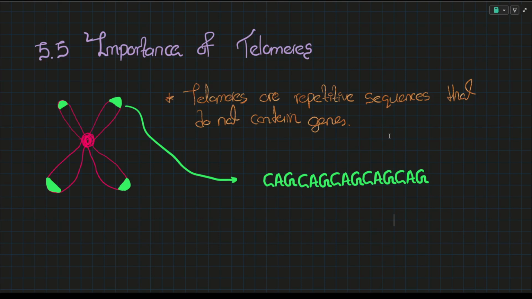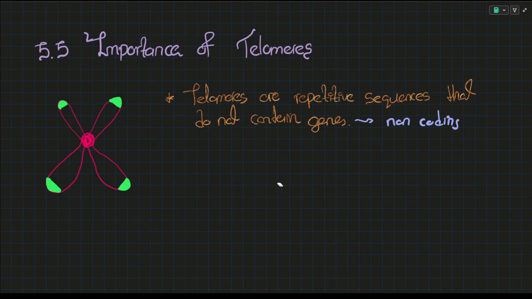And they don't code for anything. So we call them non-coding DNA, not non-coding genes. Don't use the term non-coding genes yet. I'll make that clear under nucleic acids in the next chapter. Just say that those parts do not contain any genes. Genes are coding parts, no?